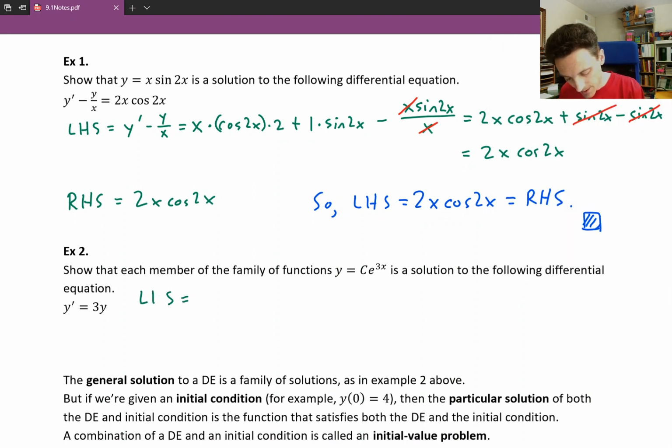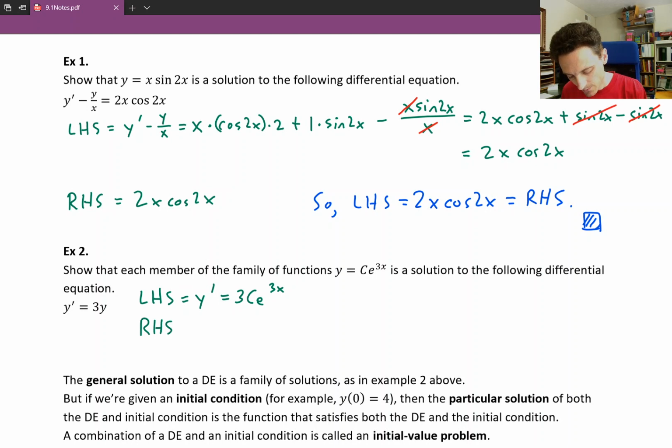So on the left-hand side, we've got y prime. And if we look at y prime, let's see, c e to the 3x. C here is just a constant. And then 3 is a constant as well. So when we take the derivative, that constant coefficient will hang around. And then when we take the derivative of e to the 3x, that's going to be e to the 3x times the derivative of the inside, so times 3. So we'll just get 3c e to the 3x. So that's the left-hand side.